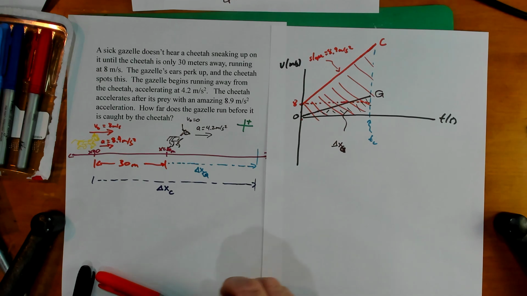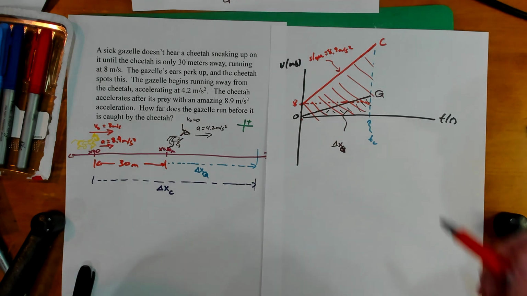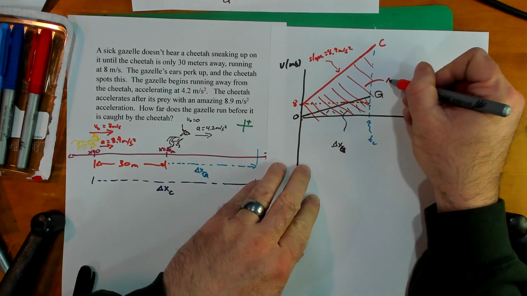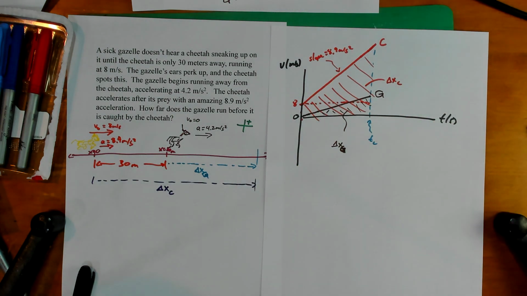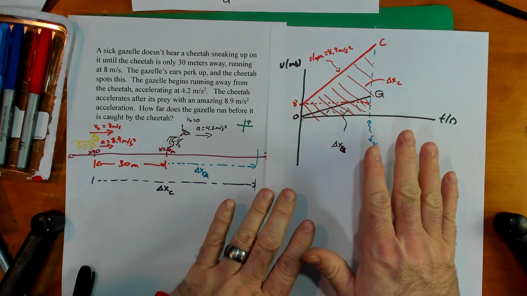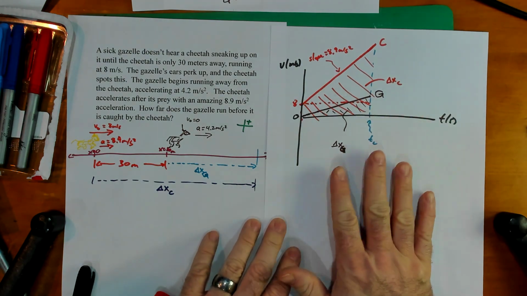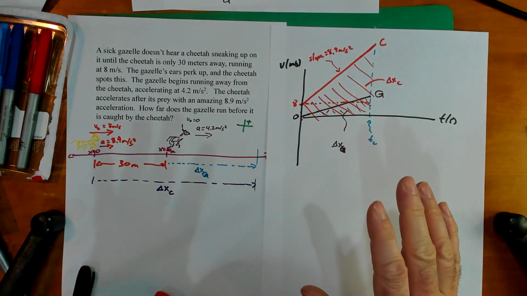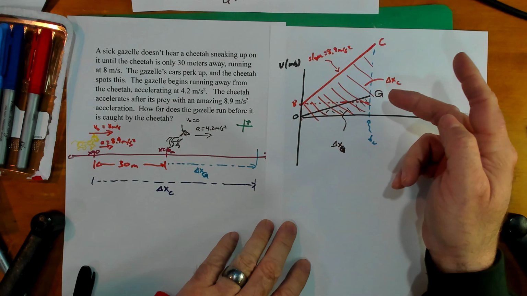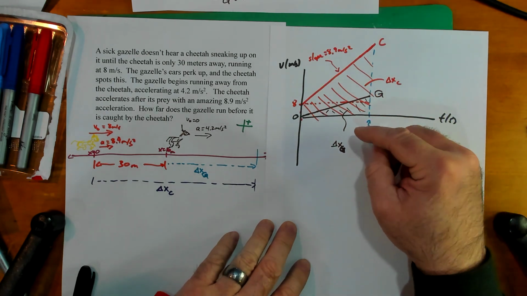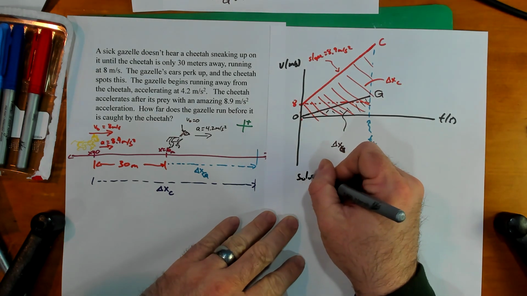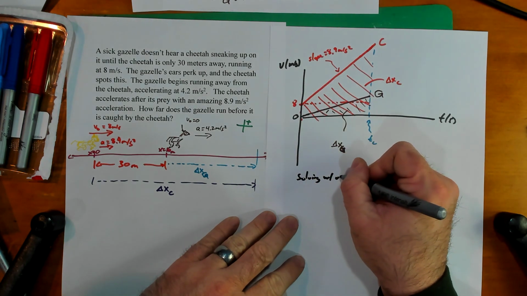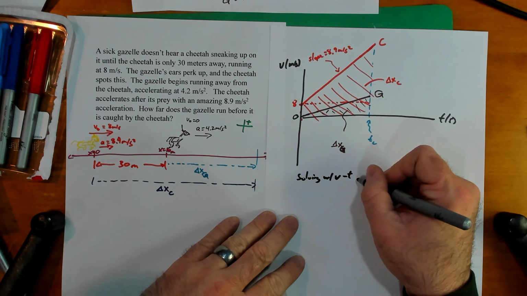All right. Now I know this whole orange area is the displacement of the cheetah. So now I've drawn my sketches here, my VT graph, and I've got my sketch. And so the key thing is these areas are the displacements. What we need to do is find a relationship between those displacements. That's how we solve using the VT graph.